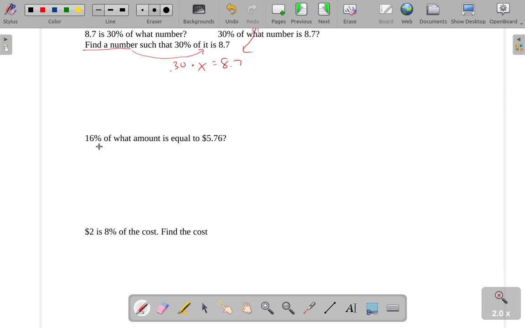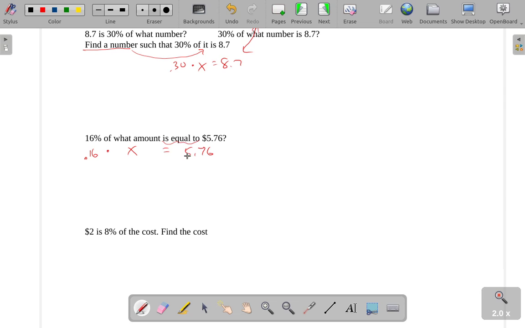Alright, 16% of what number, of what amount is equal to $5.76? Alright, so I'll start with my translation. 16% I'll write as 0.16, because I want to just move my decimal place over and get rid of that percent. Of becomes times. What amount is unknown, so that's x. Then my is becomes an equal sign. Well, is equal to, actually, that whole thing becomes my equal sign. And then 5.76.